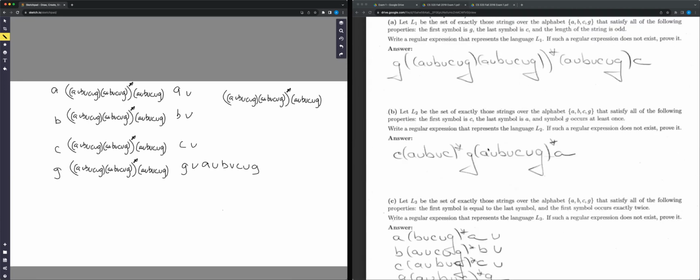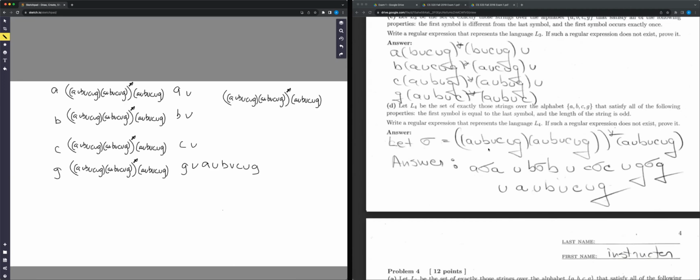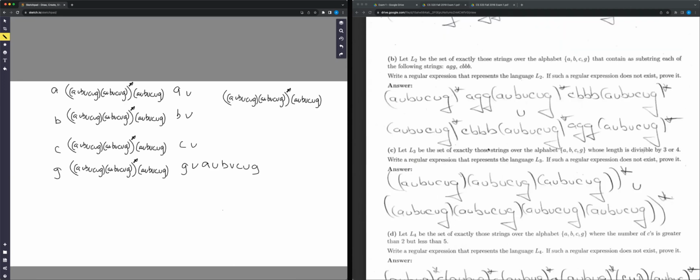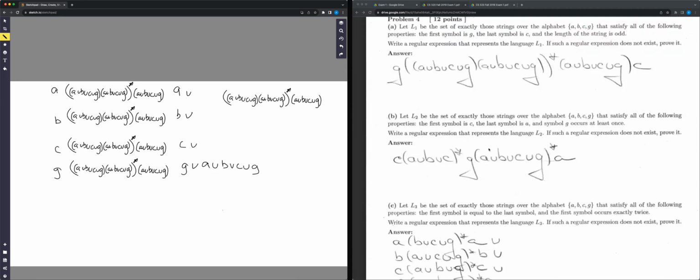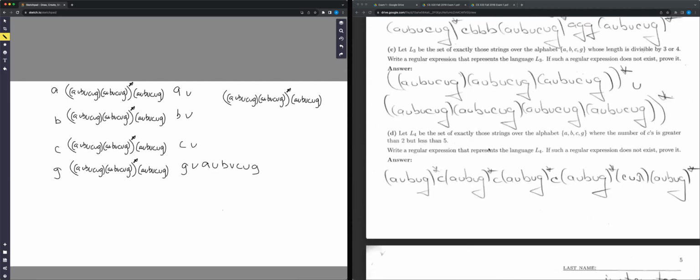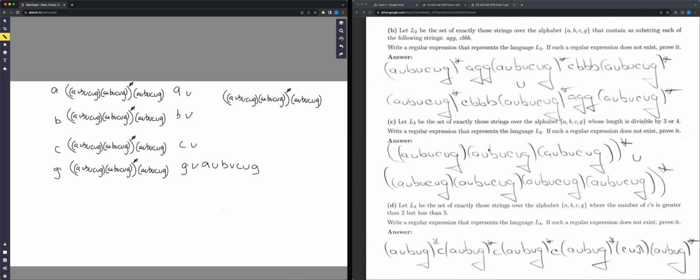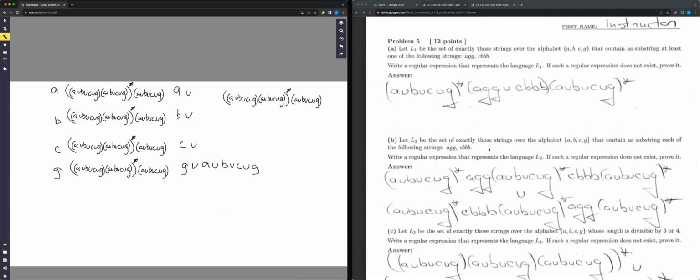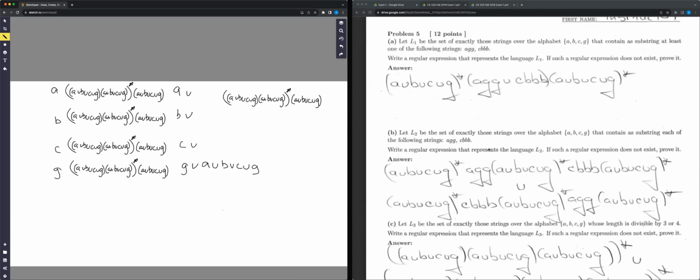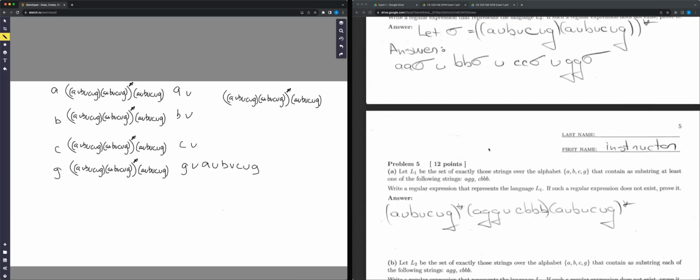Okay. We have to move on to a new problem. Let's do these real quick and then we're going to call it for regular expressions.